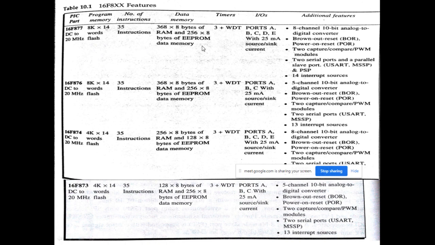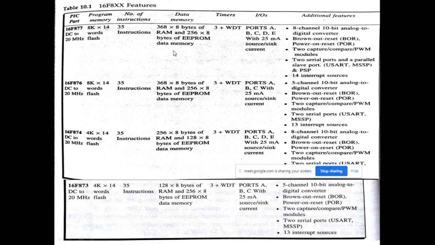Then you see the data memory. Data memory is about 368 bytes of RAM. Actually 368 cross 8 bits. It is 368 bytes of RAM, and additionally it has 256 bytes of EEPROM in the data memory.